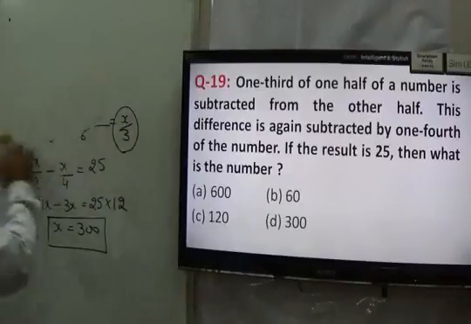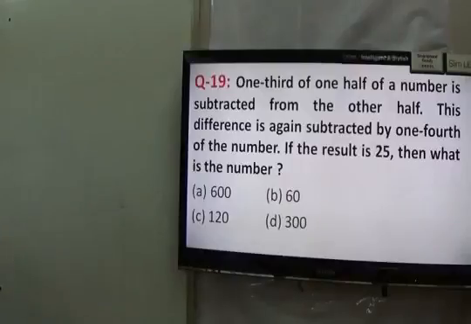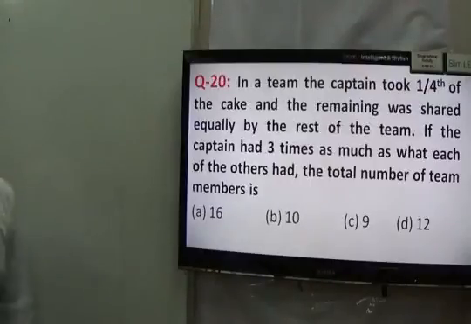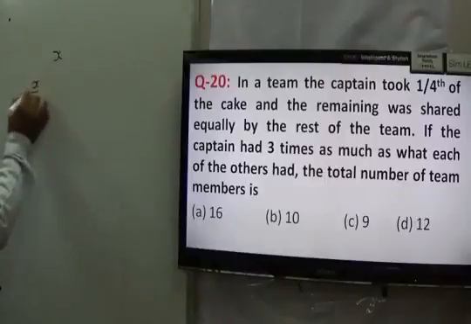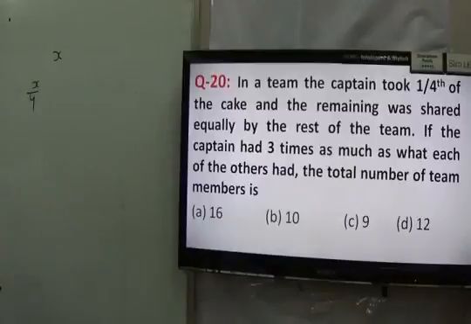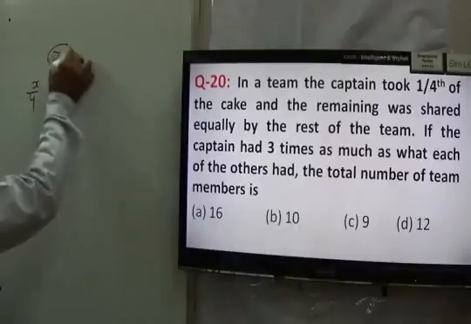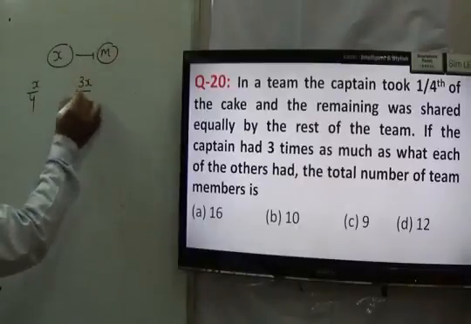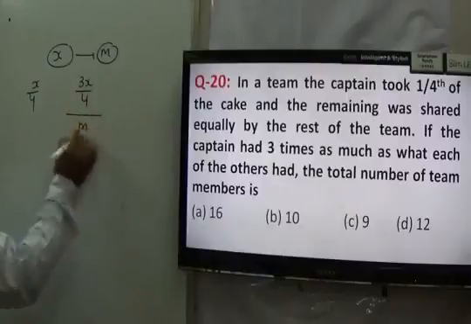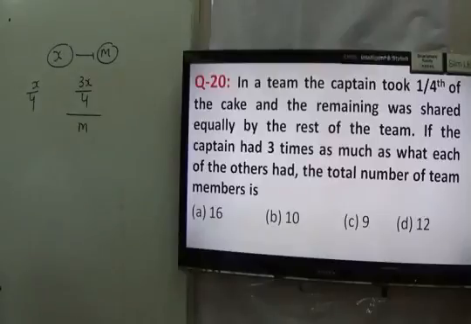Next you have question number 20 here. What does this question talk about? Let's read the question. In a team, the captain took 1/4 of the cake, right? Suppose I take the cake to be x, the captain had taken x by 4, and the remaining was shared equally by the rest of the members. Suppose apart from the captain, there are m members in the team. How much is left? 3x by 4. That has to be shared by these m persons, means one person will get 3x by 4 by m, right?